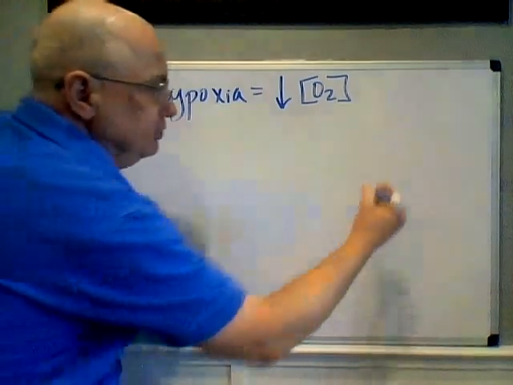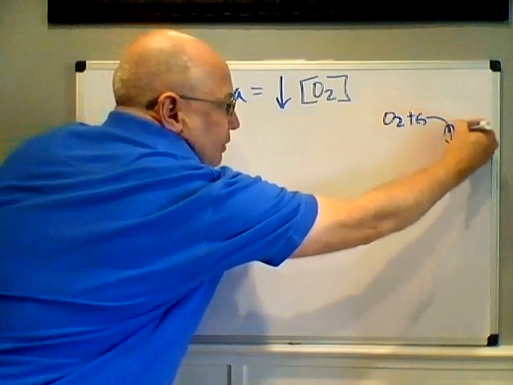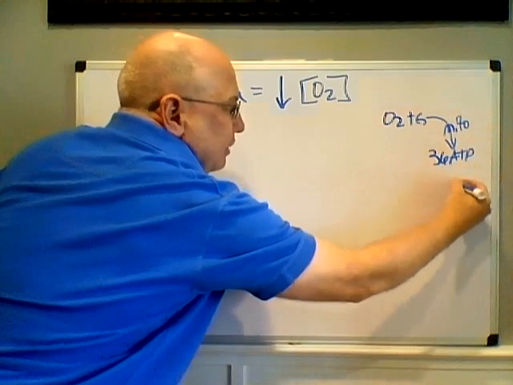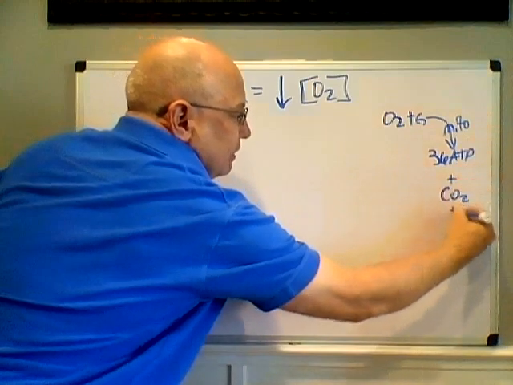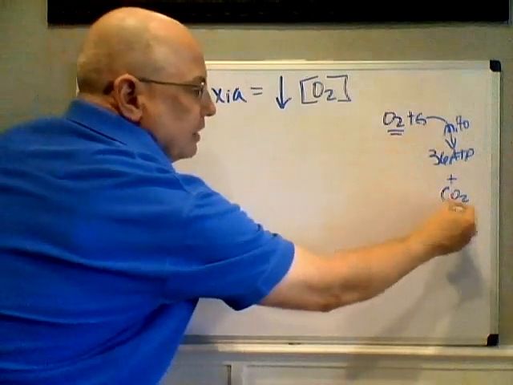And as you guys should be aware, our cells need oxygen plus glucose. They run them through mitochondria to make 36 ATP, which, by the way, gives us carbon dioxide and some water. So this is the good stuff. This is kind of the bad stuff.